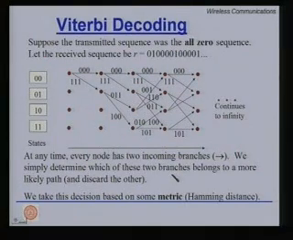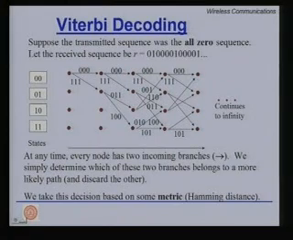Now let us talk about something called Viterbi decoding. It was proposed by Andrew Viterbi, one of the founding members of Qualcomm. So this is one of the basic and popular techniques to do decoding for trellis codes. The objective is very simple: to find out the most likely path in the trellis.